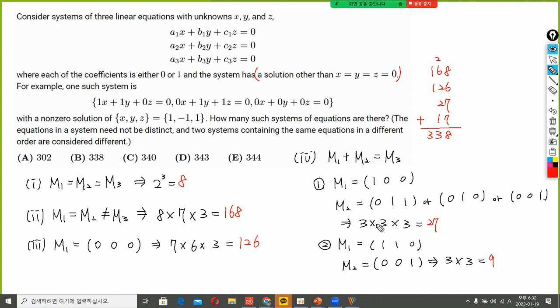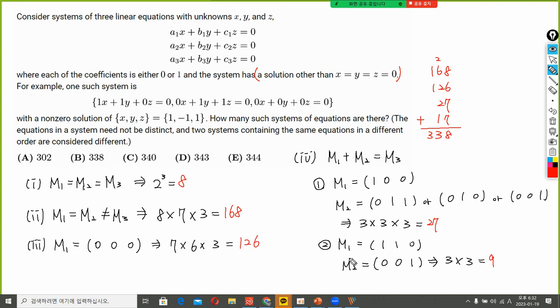So that's why we are multiplying 3 here, and then it's like M1 plus M2 is equal to M3, or M2 plus M3 is equal to M1, or M1 plus M3 is equal to M2. So we are counting these three cases. So that's why we are multiplying 3 again. So the case for this is 27.